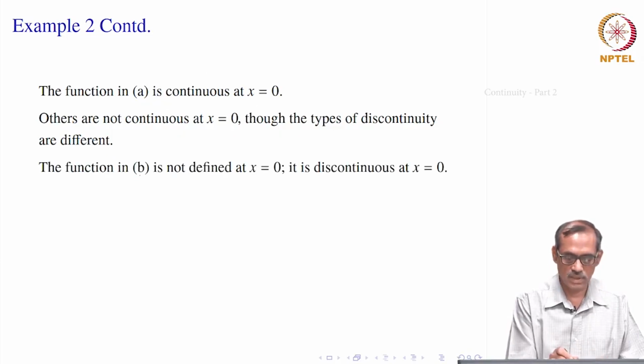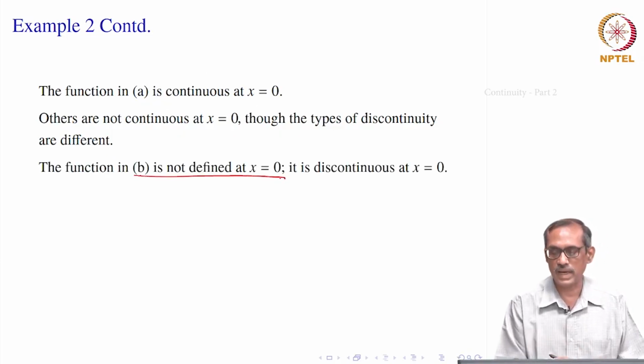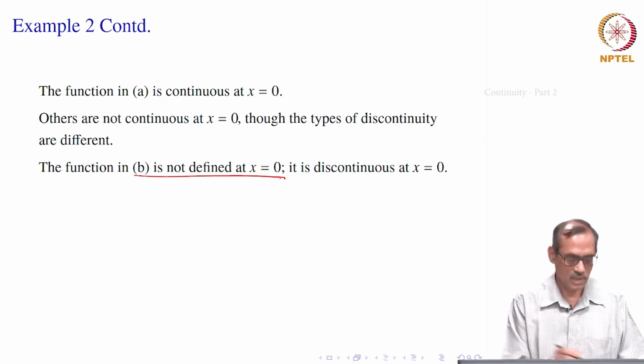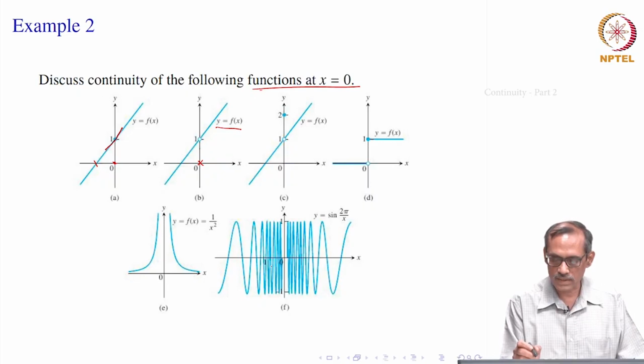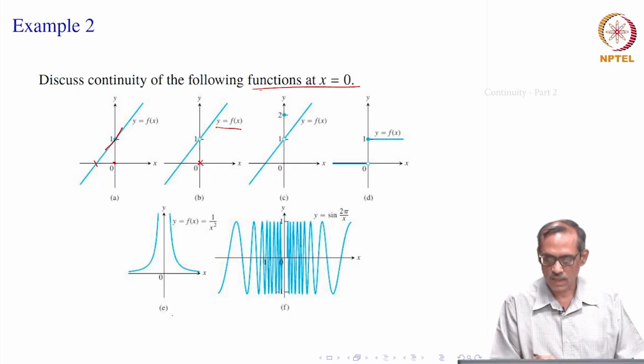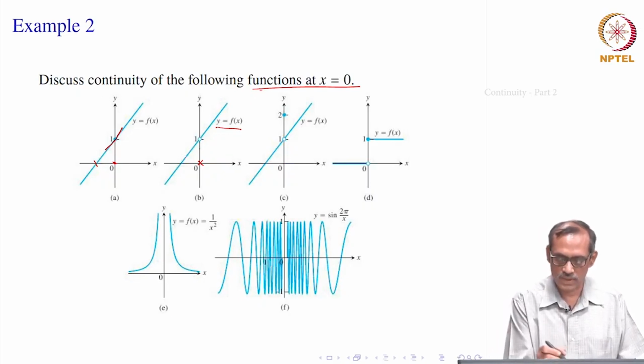That is what we write here. Types of continuity, we will see. At b the function is not defined at x equal to 0. So, it is discontinuous at x equal to 0. Now, let us look at c. So, in c what happens? It is the same function again as in A, except at the point 0 it is now defined, but its value is 2.